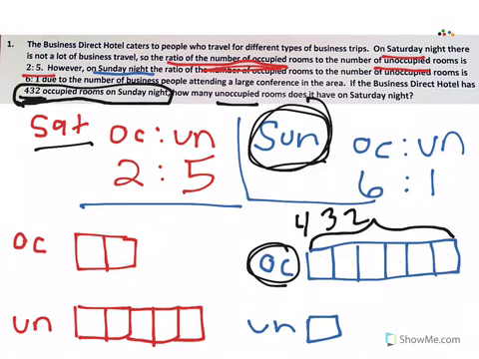Okay, here's why that's important. If each of these boxes represents the same number, then if we can find out how much just one box is, we can find out how much all of the boxes are, and we can answer our question. So we know we have 432 of those rooms that are taken up, and now we need to divide it by 1, 2, 3, 4, 5, 6.